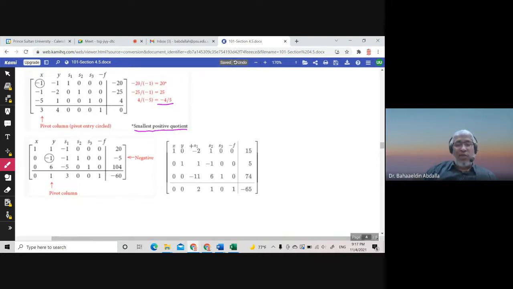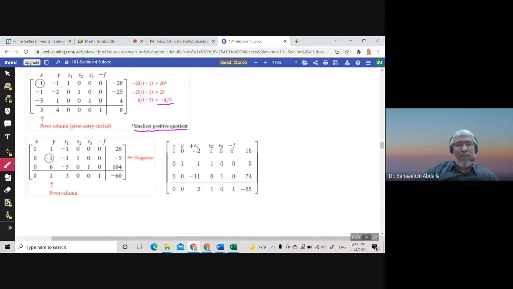And now we search in the last column again. We still have a negative number. Good. So we go in the second row, search for negative numbers. We have 2. Choose any one of them. So I'll choose the second row. You can choose the third and solve the problem.